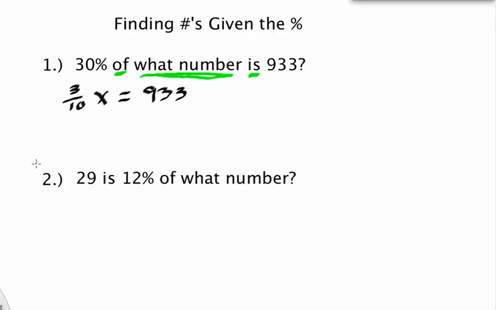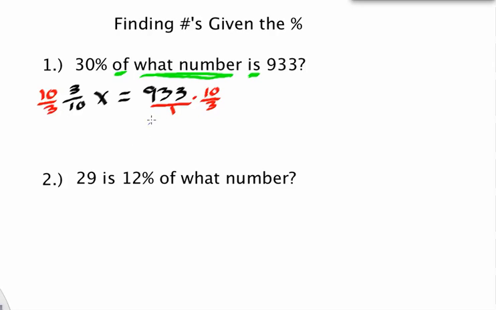Okay, to solve this, because we've seen problems like this before, we need to multiply this number by its reciprocal, which will be 10/3 on both sides. Remember to put 933 over 1, and try and cross reduce if you can, which in this case we definitely can, because 933 is divisible by 3.